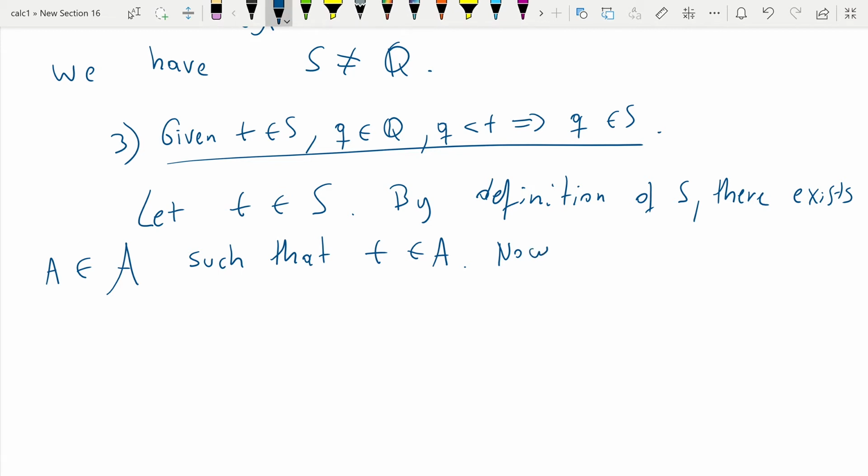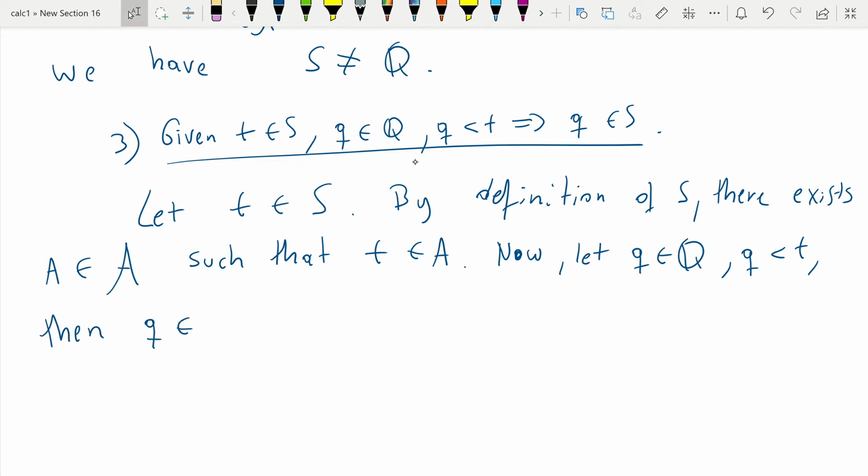Okay, and now if you let Q in Q be such that Q is less than T, then Q belongs to A because A is a cut. T belongs to A, which is a cut, and since Q is less than T, it must belong to A as well. But A is contained in S. Remember, S contains all the elements in the collection. It's a union of all of them. Okay, so that's the second property.